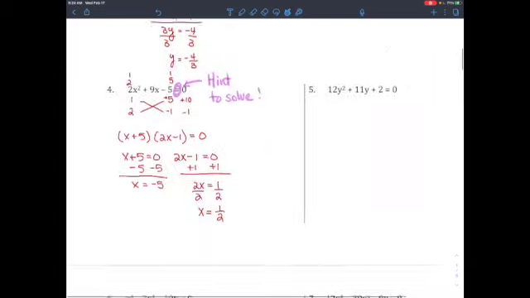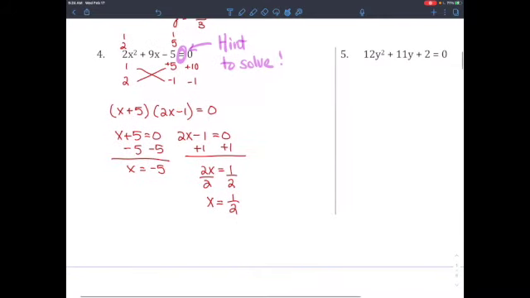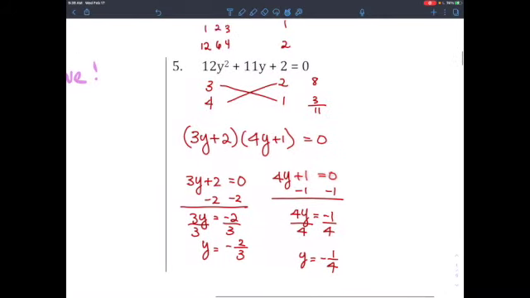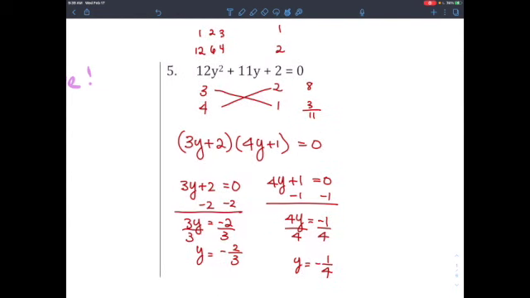Pause the video and try number 5 yourself. Example number 5. Here is the work I have, and please make sure the first parenthesis y equals negative 2 over 3. The answer for the second one is going to be negative 1 over 4. And those are the numbers that are going to make 12y squared plus 11y plus 2 equals 0.